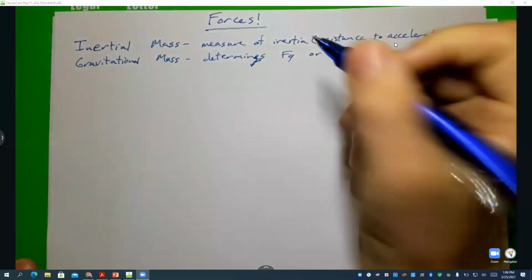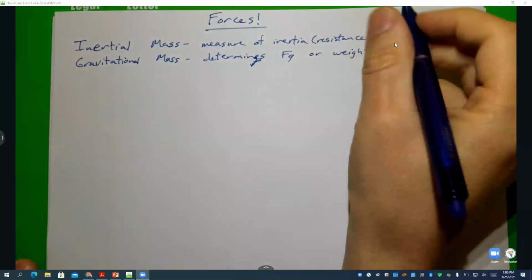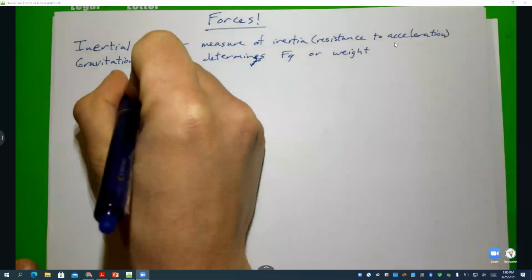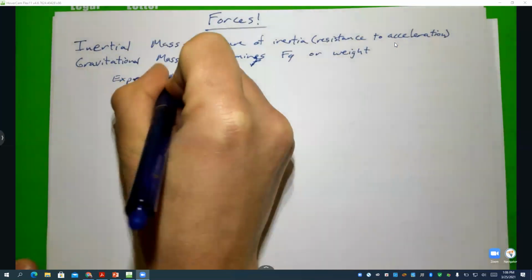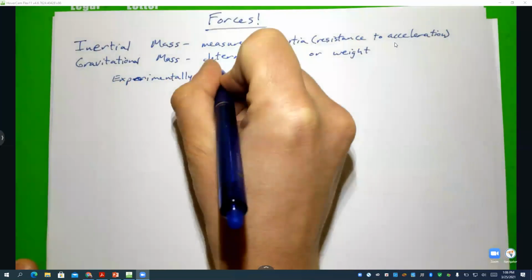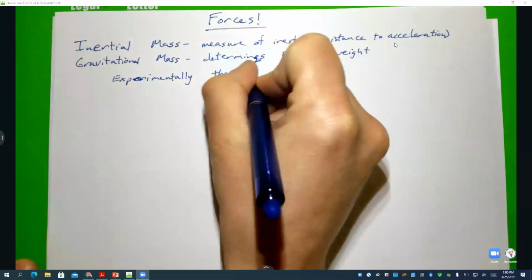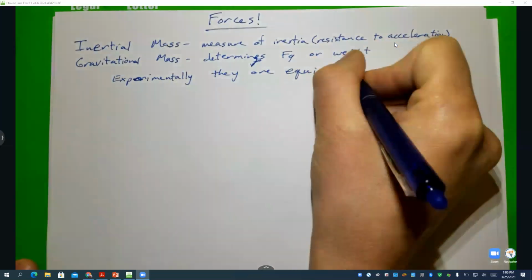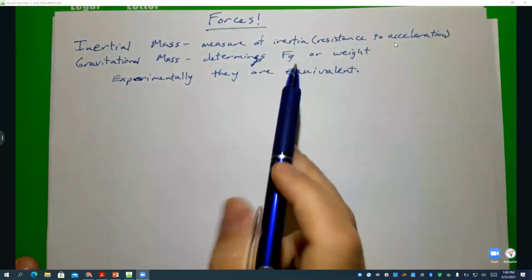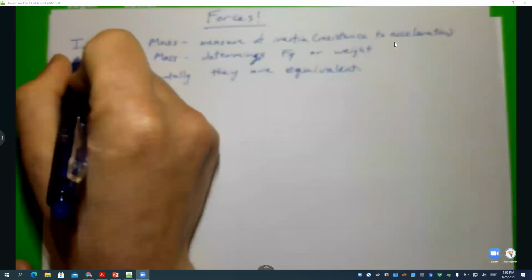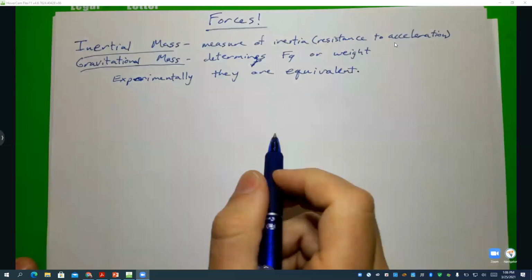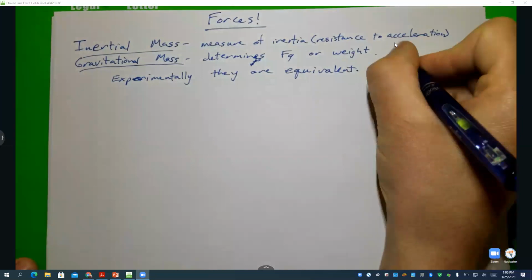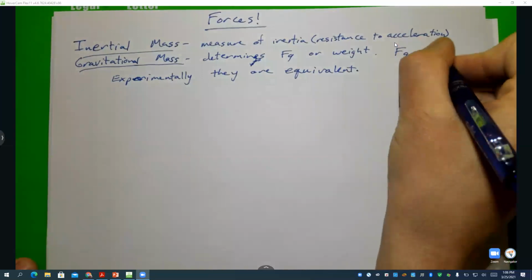But here's the big key. Experimentally, they are equivalent. There has never been a time that they have been shown to be different, but College Board still likes you to know that they are slightly different from one another. Because in this case, Fg equals mg.